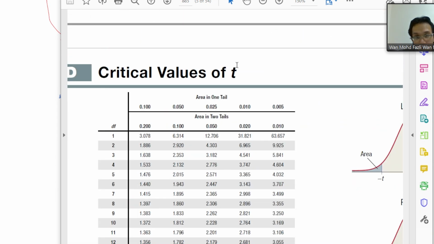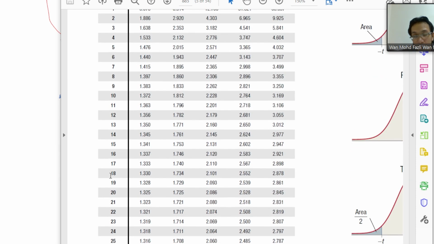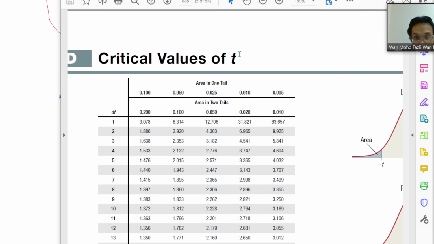T depends on the degree of freedom, the one that I said before. Degree of freedom relates to the sample size. Degree of freedom is simply n minus 1, your sample size minus 1. So the higher the sample size you use, or the more experiments you do, the higher the degree of freedom. And if you look at T, here is the area in two tails.